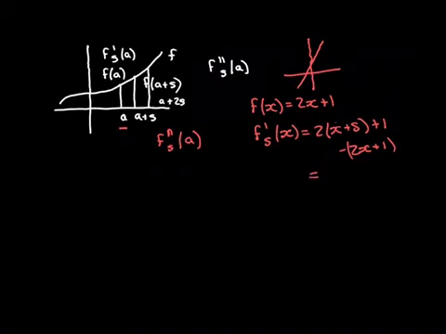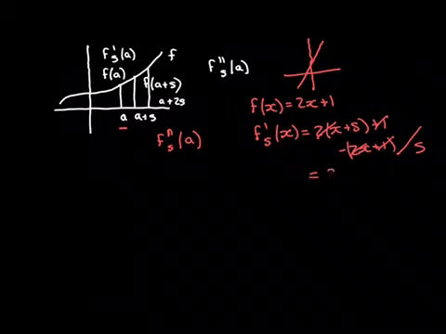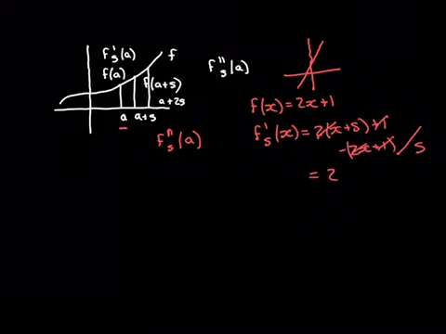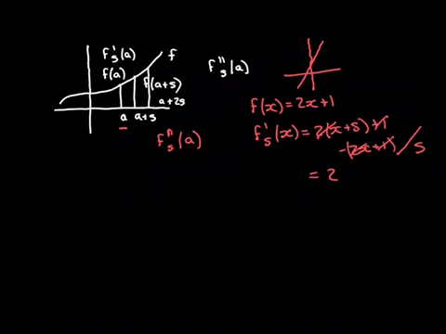So the 2x's will cancel there, the 1's will cancel, and it's all divided by s of course, you'll just end up with 2, just as it would be in the case of a normal derivative. So for linear functions, the finite derivative is exactly the same as the continuous derivative, and of course it's obvious why.